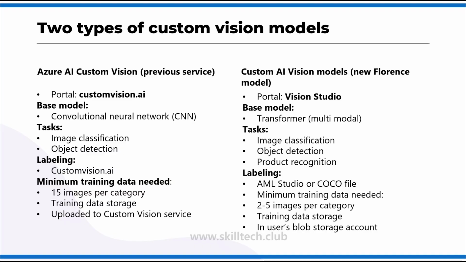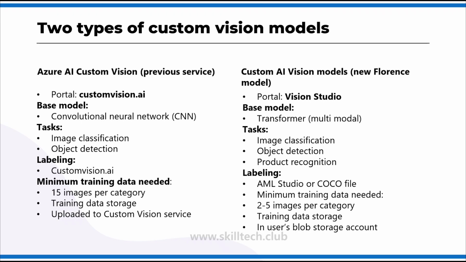If you compare the tasks, product recognition is one of the additional things which the transformer model, the newer model, is able to do. But other things like image classification and object detection are possible in both. You can do labeling and multiple associations with that. For labeling with the older one, you can use the customvision.ai site, and there you can upload images and do the data labeling with those images.